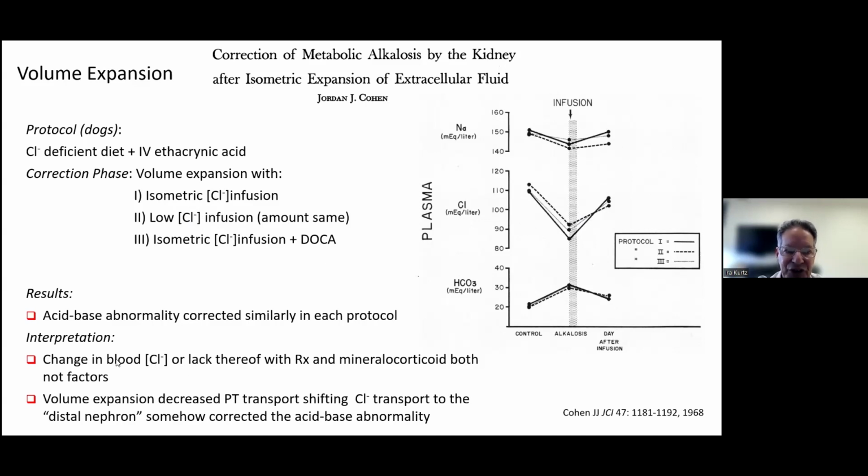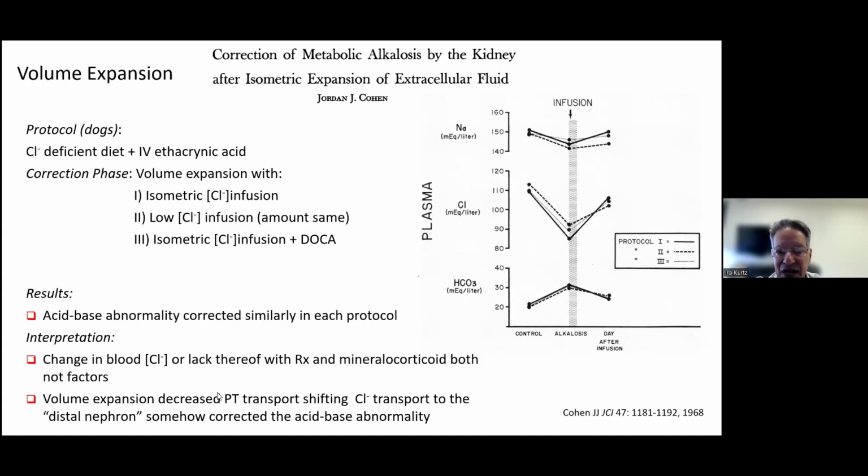So it was concluded that the change in the blood chloride concentration cannot be a factor in the correction, and by inference, they were thinking also of the generation. It's not the chloride concentration in the blood that is doing this. And then during volume expansion, which they were focusing on, of course, they were doing many other things too, but volume expanding with each of these things, this is a hypothesis, there's no data.